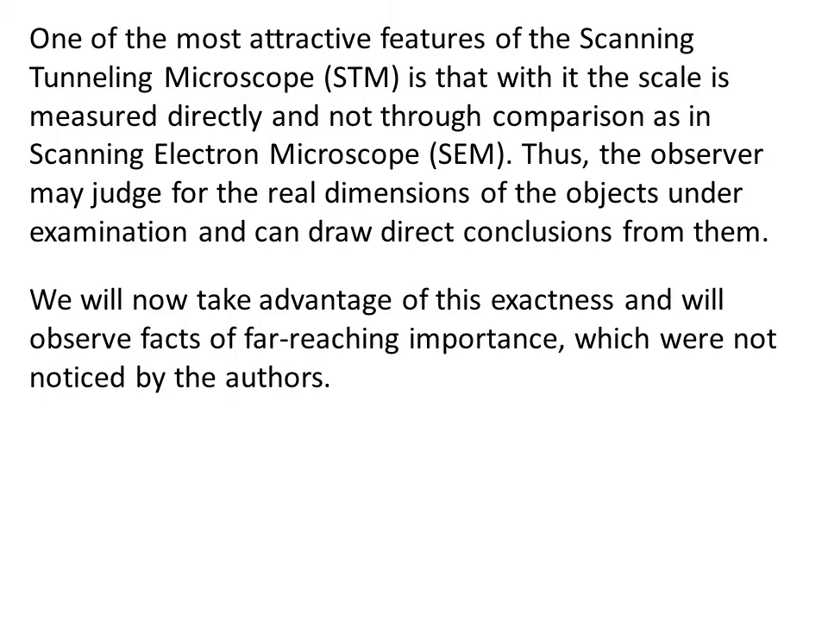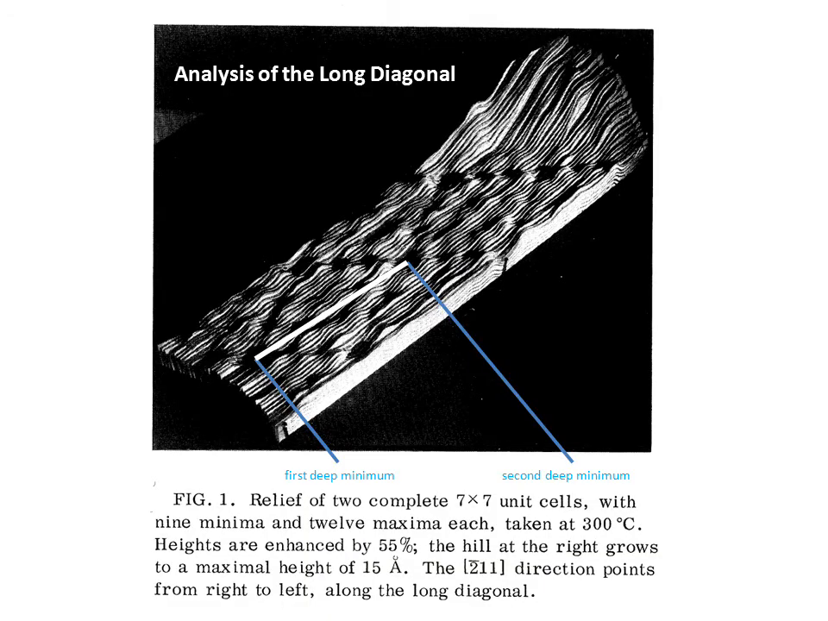One of the most attractive features of the scanning tunneling microscope STM is that with it the scale is measured directly and not through comparison as in scanning electron microscope SEM. Thus, the observer may judge the real dimensions of the objects under examination and can draw direct conclusions from them. We will now take advantage of this exactness and will observe facts of far-reaching importance, which were not noticed by the authors. For this reason, make sure you observe where the long diagonal under discussion is situated, lying between the first and the second deep minimums.